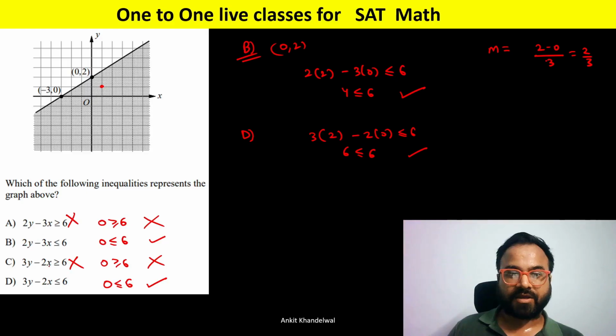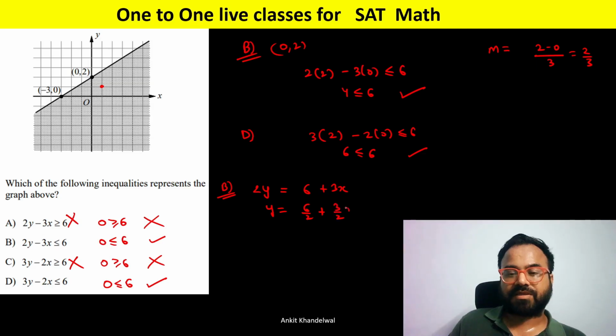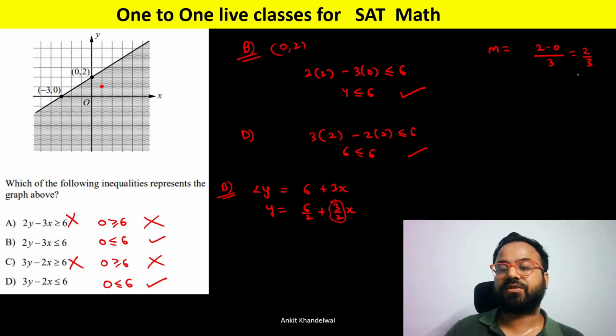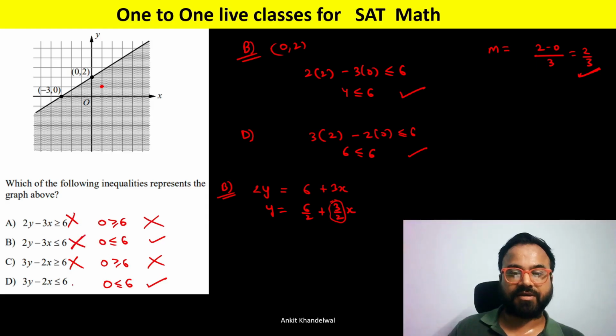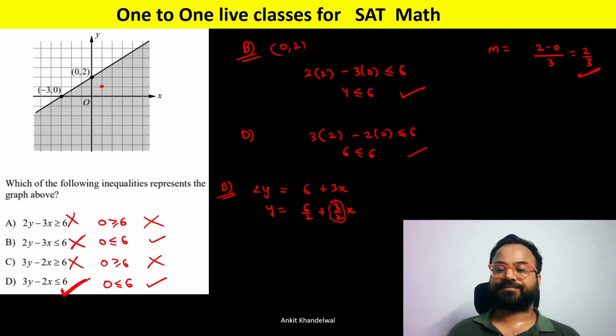Now let's see what is the slope of this particular inequality. If you look at option B, we can convert this into the slope intercept form. So 2y will be equal to 6 plus 3x. So y will be equal to 6 upon 2 plus 3 upon 2 x. So here we are getting slope as 3 upon 2, but we know the slope is 2 by 3. So it means option B is not right. So option D is correct for this. That is how you can check the slope also.